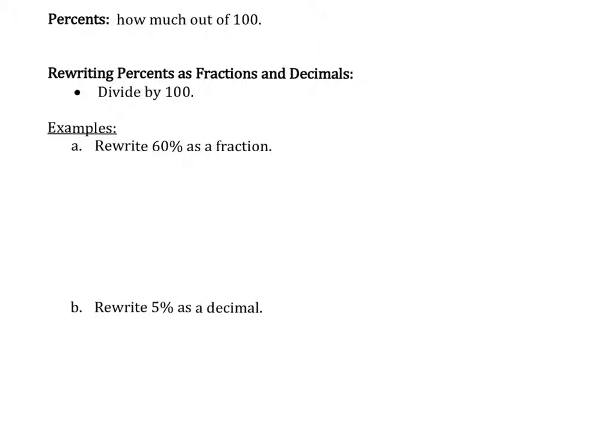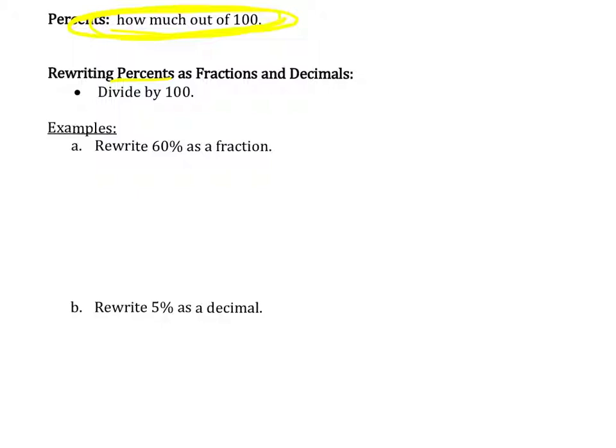So when I say 50%, I mean 50 out of 100. When I say 25%, I mean 25 out of 100. All right. And so what we're going to do is use that knowledge of percents and apply it to fractions and decimals, which may not necessarily be out of 100. Right. And so this is what we're going to do. When we rewrite percents as fractions and decimals, we start with a percent and go to a fraction or a decimal, and we're just going to use the definition, right? Percent is how much out of 100.